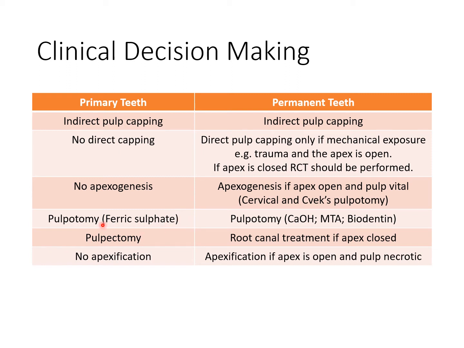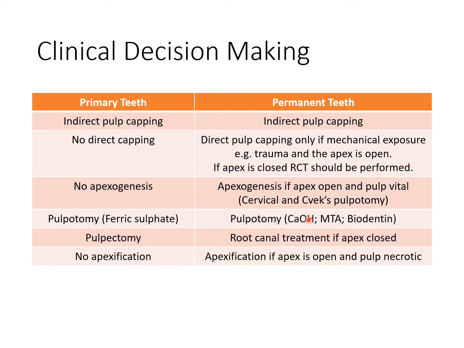We are not using formocresol anymore. I repeat, pulpotomy in primary teeth is done by ferric sulfate. This is the gold standard now. But in the permanent teeth, you can do pulpotomy by using calcium hydroxide, MTA or Biodentine. You are not using ferric sulfate in the permanent teeth. So don't confuse ferric sulfate on this side.